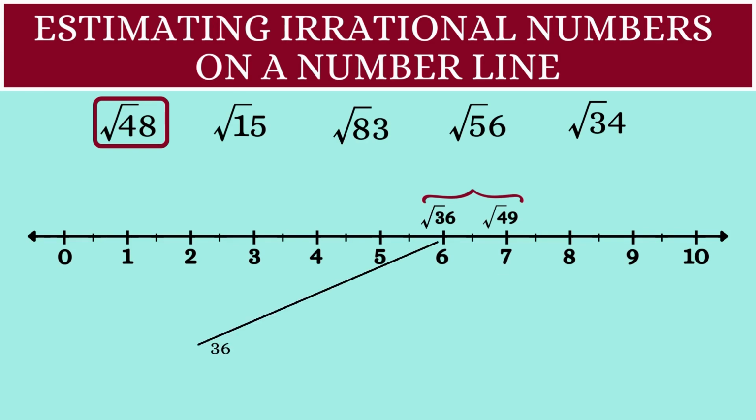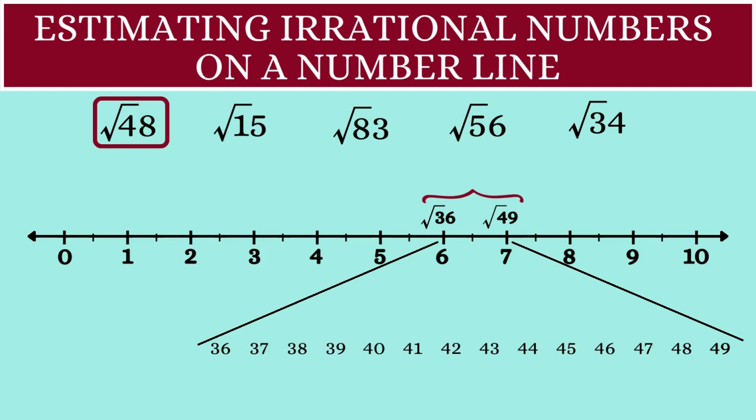Between 36 and 49, we have all these numbers. 48 is closer to 49. So, the square root of 48 should fall very close to square root of 49, which is 7. So, let's mark it here.